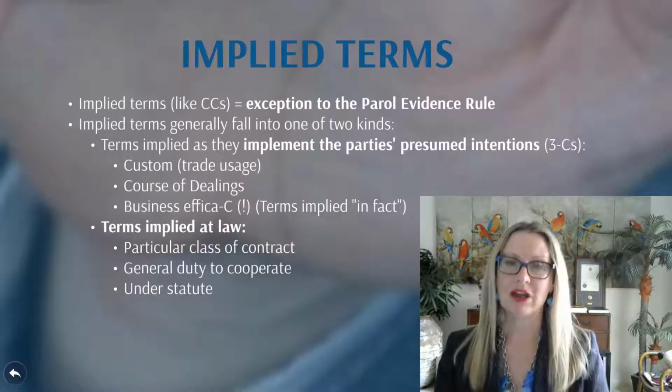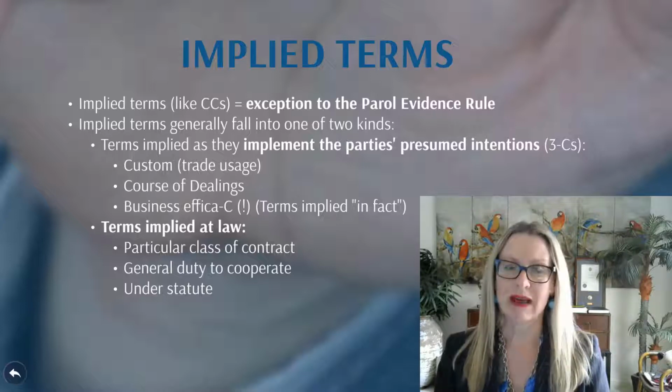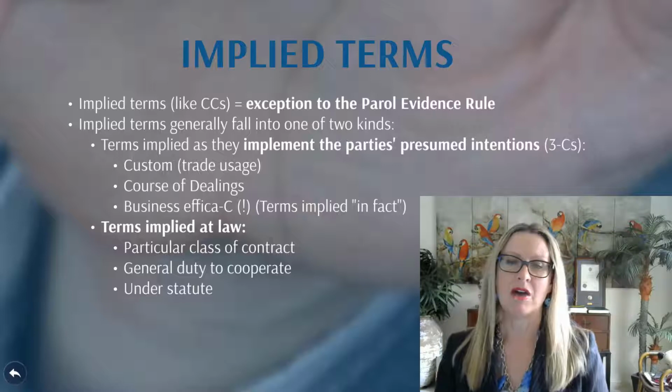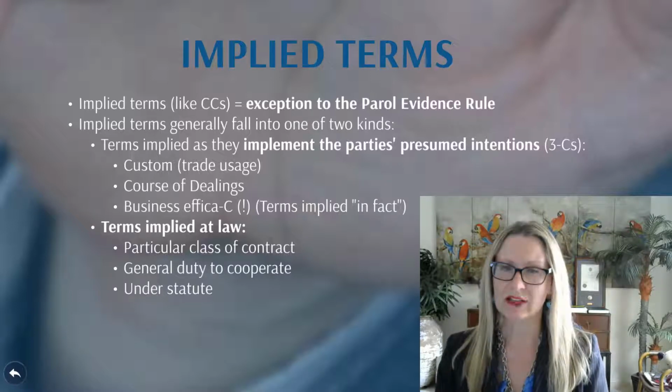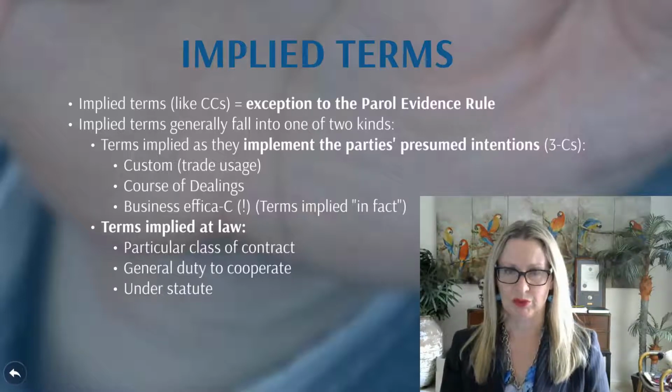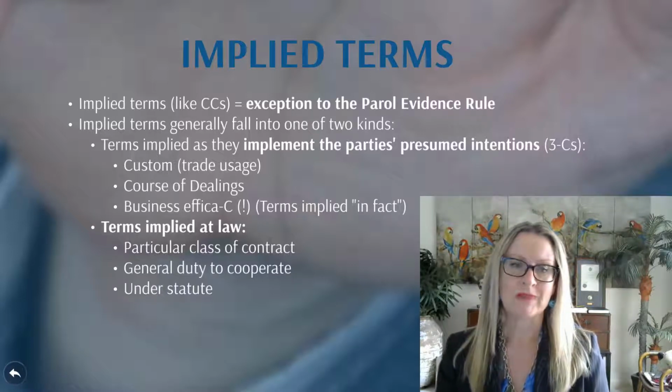However, while implied terms are swept into the main body of the bargain between the parties, they are more like collateral contracts in that they are more of a true exception to the parole evidence rule. There are some twists and turns to that, but we'll deal with those in just a moment.